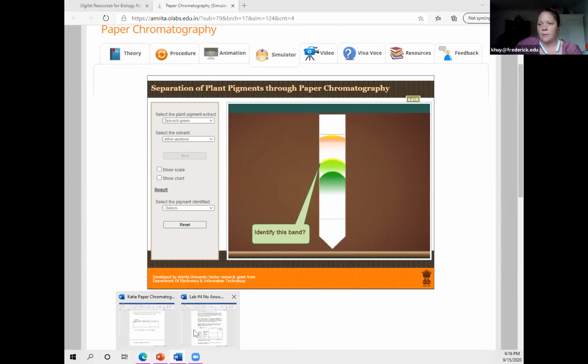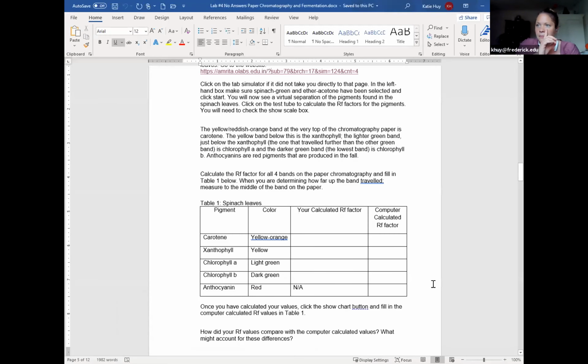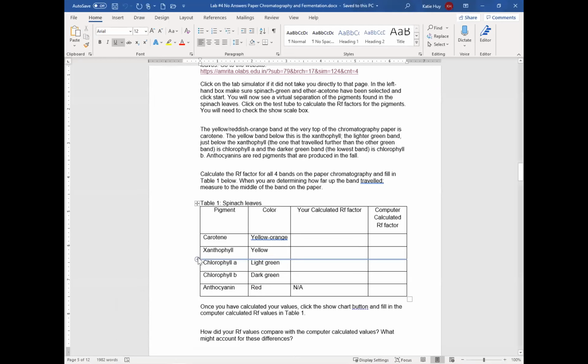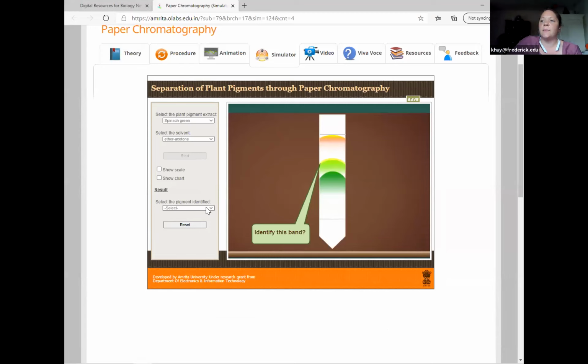Go back to here. Look at table 1. Which pigment are you? Is that like the one that starts with the X? I can't pronounce that. Yep, xanthophyll. Good. So then we come back into here and it says select the pigment identified. Drop down. Okay, good. Those are all the same ones that we were looking at in the table.